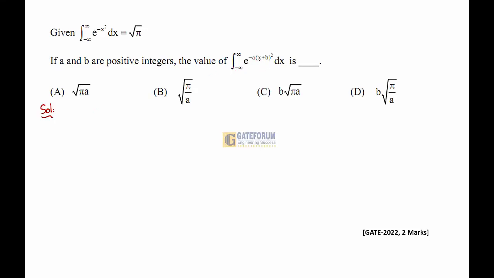Using the substitution method, a into (x plus b) whole square can be written as (root a into (x plus b)) whole square. So the integral from minus infinity to infinity of e to the power minus a into (x plus b) whole square dx can be written as the integral from minus infinity to infinity of e to the power minus of (root a into (x plus b)) whole square dx.